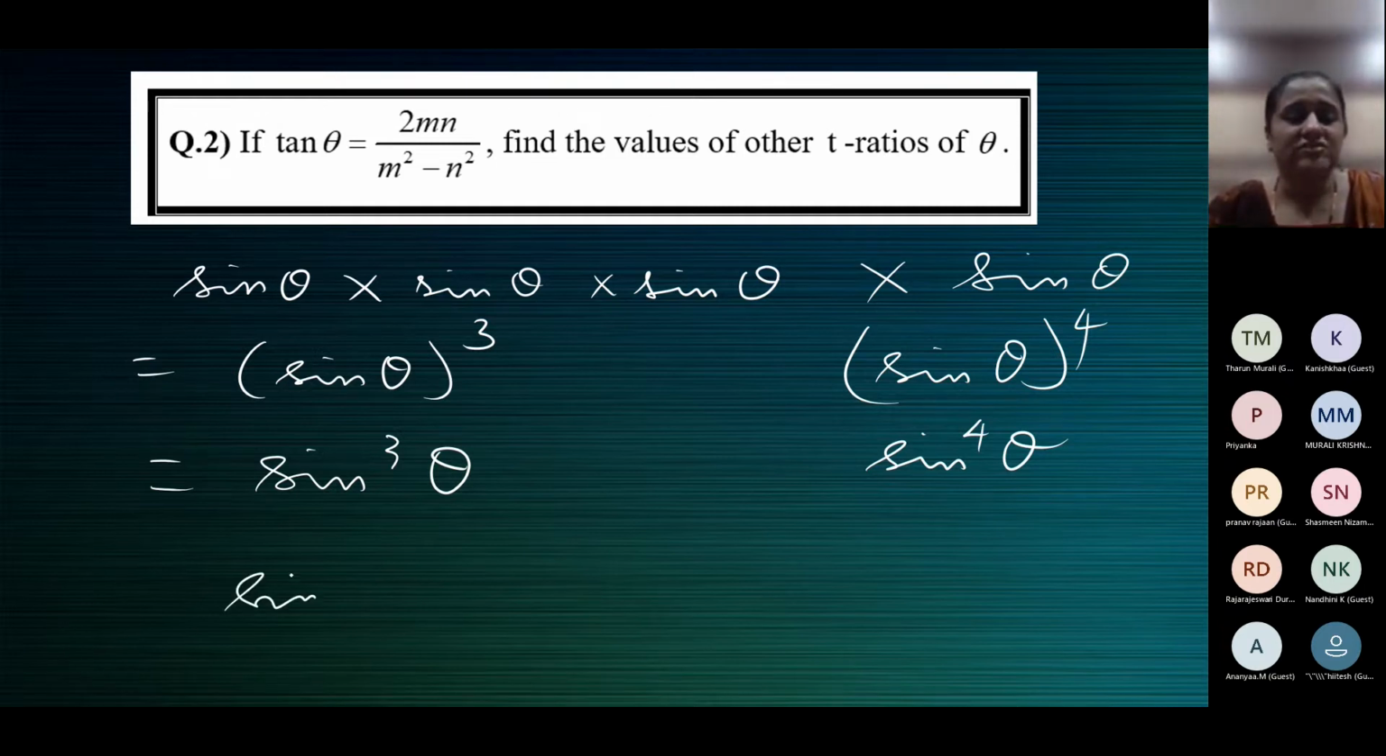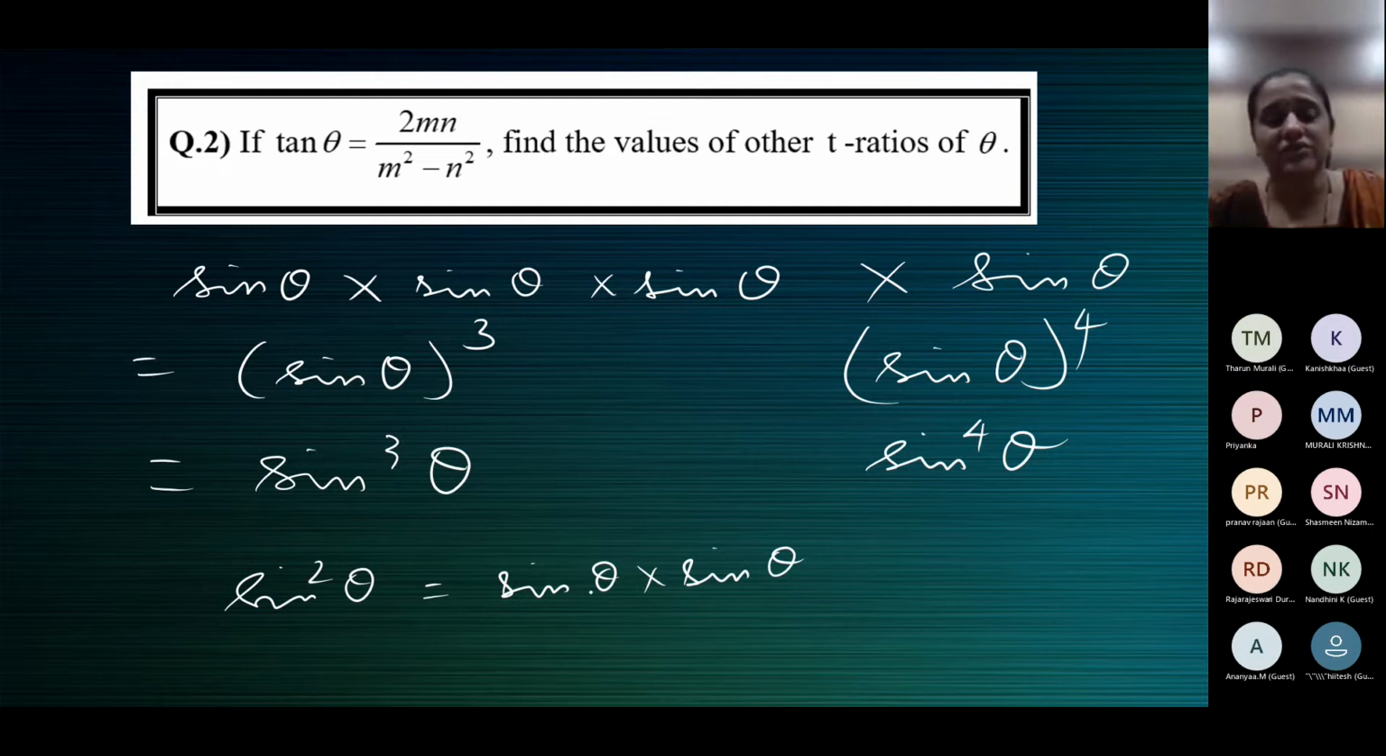So when we say sine square theta, it's the product of sine theta and sine theta. Like a square is a into a, sine square theta is sine theta into sine theta, sine theta the whole square, which is written like this, sine square theta.